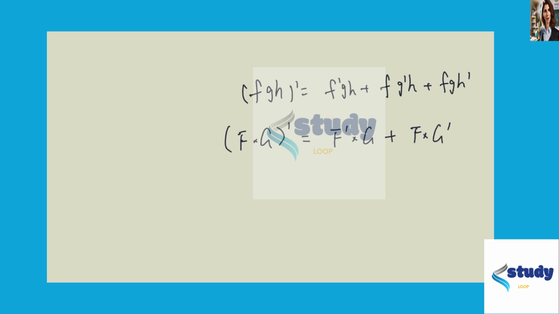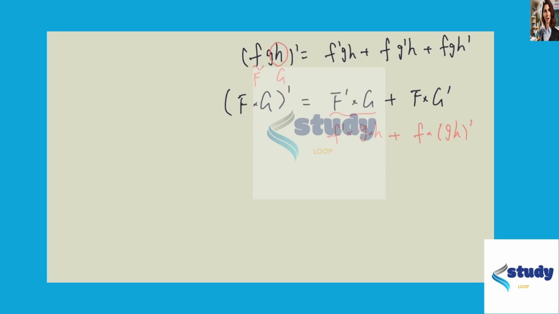Okay, now to prove it, let's first assume this is our g and this is our f. So by the product rule, we know the derivative of f times capital G will be equal to f prime times g times h plus f times the derivative of g times h. Now use the product rule for this again.